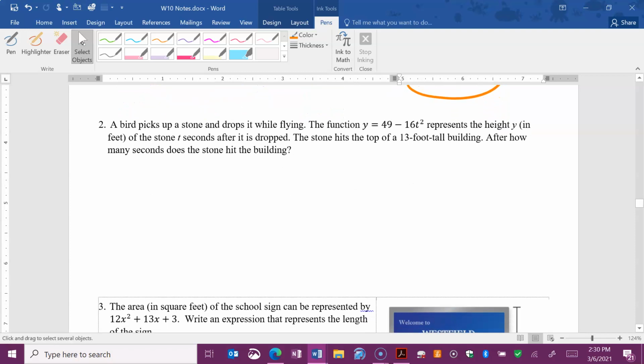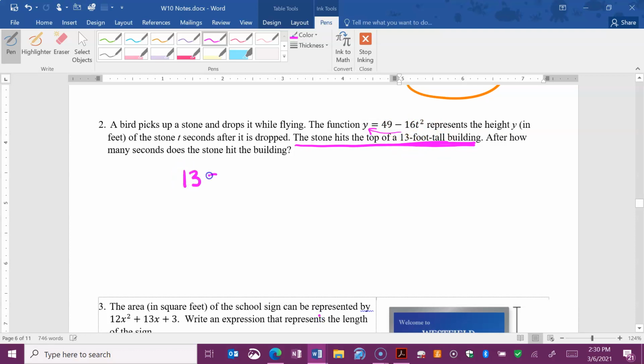Number 2, a bird picks up a stone and drops it while it's flying. The function y equals 49 minus 16t squared represents the height y in feet of the stone t seconds after it's dropped. The stone hits the top of a 13-foot tall building. After how many seconds does the stone hit the building? Okay, so what we need to do is, since 13 feet represents feet and y represents feet, we're going to take 13 feet and plug it in for y and solve for t.